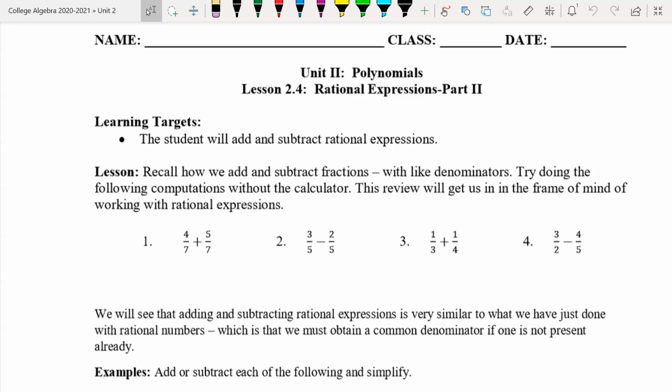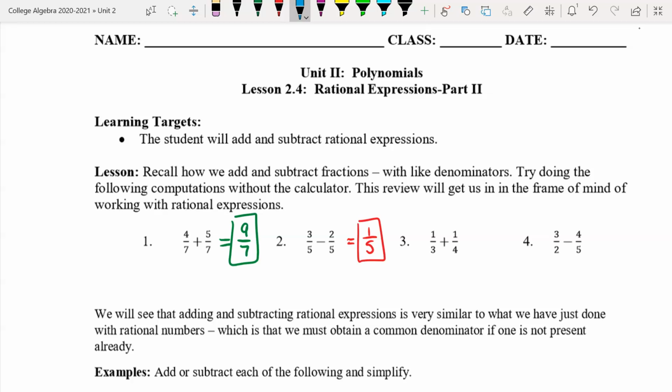So try doing the following computations without the calculator. This review will get you in the frame of mind to work with rational expressions. I'm going to pause the video here, put in a question, but I'd really like you to try all four before you go on. The first one, 4/7 plus 5/7. Remember, the denominator does not change, but the numerator does. Number 2, if I do 3/5 minus 2/5, I should get 1/5.